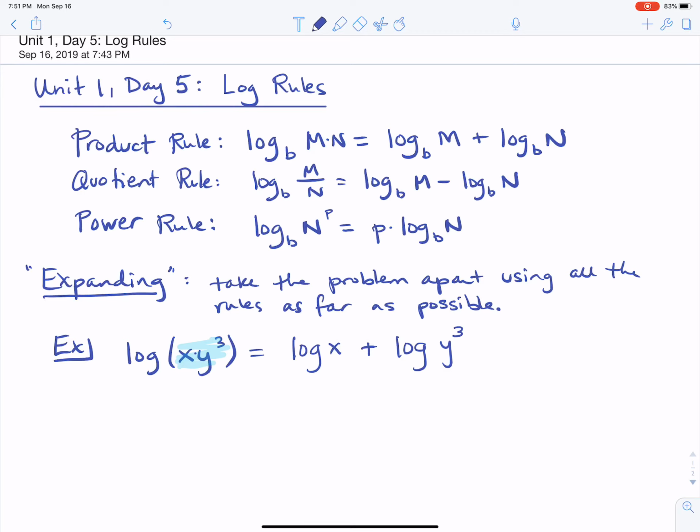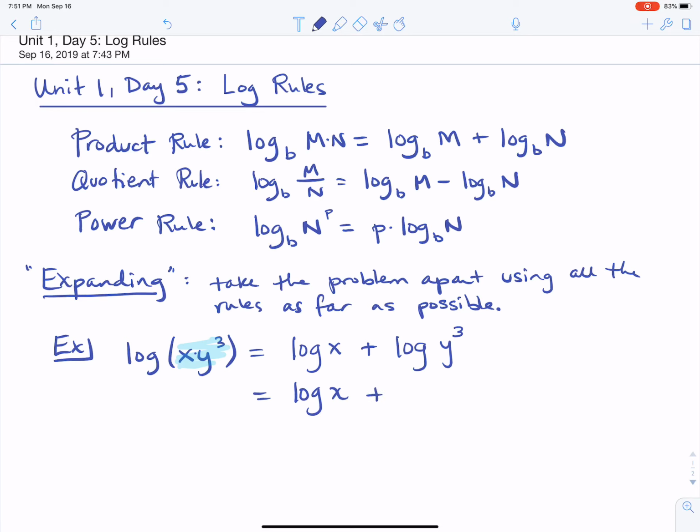So I've done the product rule. I still have a power in the problem, so I still need to use the power rule because I need to use the rules as far as possible. So I'm not done yet. So log x, I can't do anything else with. There's no other rule I can use there.